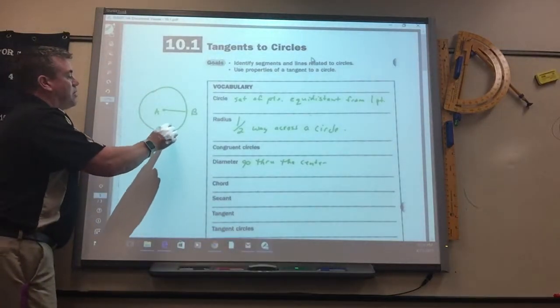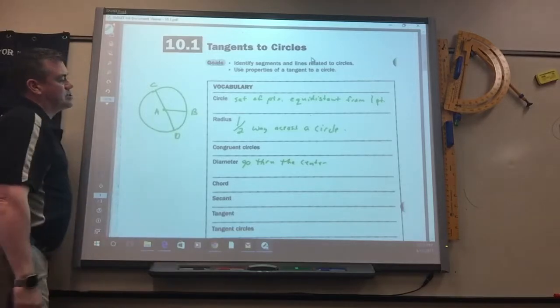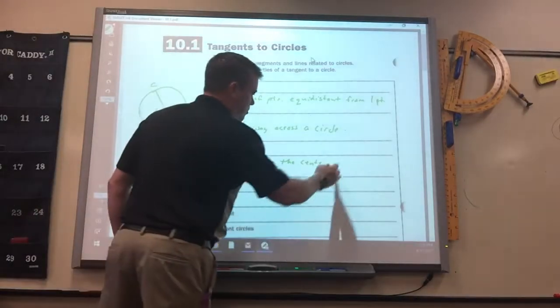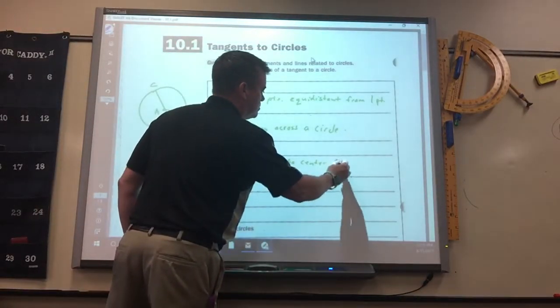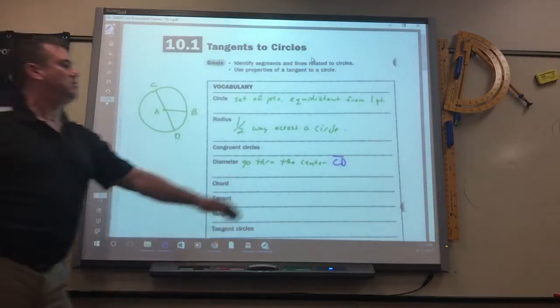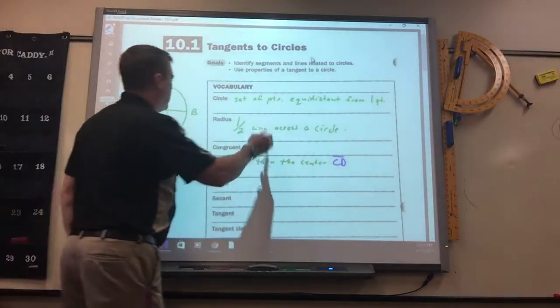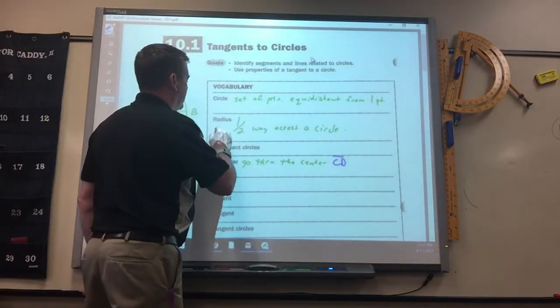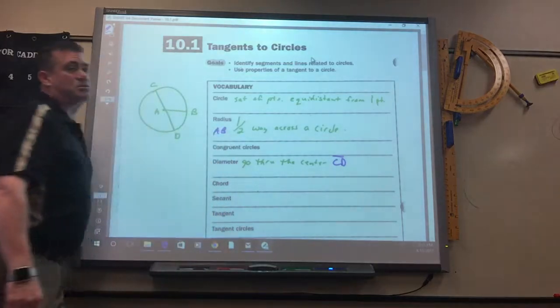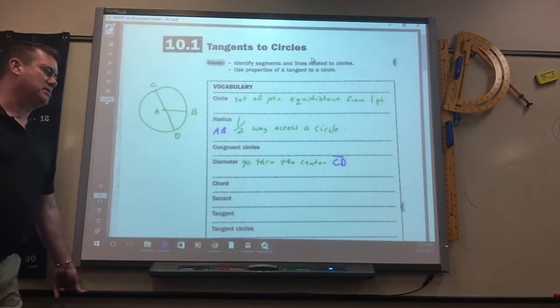So CD is a diameter. And remember, for segments, you can put the line above it to show it's a segment. Or if you just put two letters, like for the radius, it's AB, that represents a segment also. So this is the one thing you don't need labels on, is a segment.